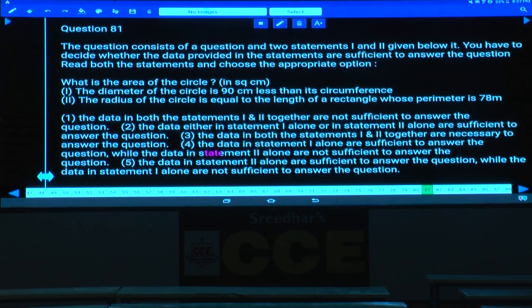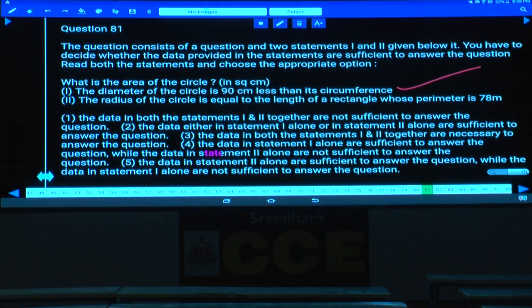Data sufficiency. So you need to know either the radius or diameter of the circle, then only you can calculate the area, correct? Now the first one: the diameter of the circle is 90 centimeters less than its circumference. Diameter is 2r, circumference is 2 pi r. There is only one variable, r. Using the first information, can you calculate the radius or not? Yes. Whatever it is, you will get it in terms of an integer. So is 1 alone sufficient?